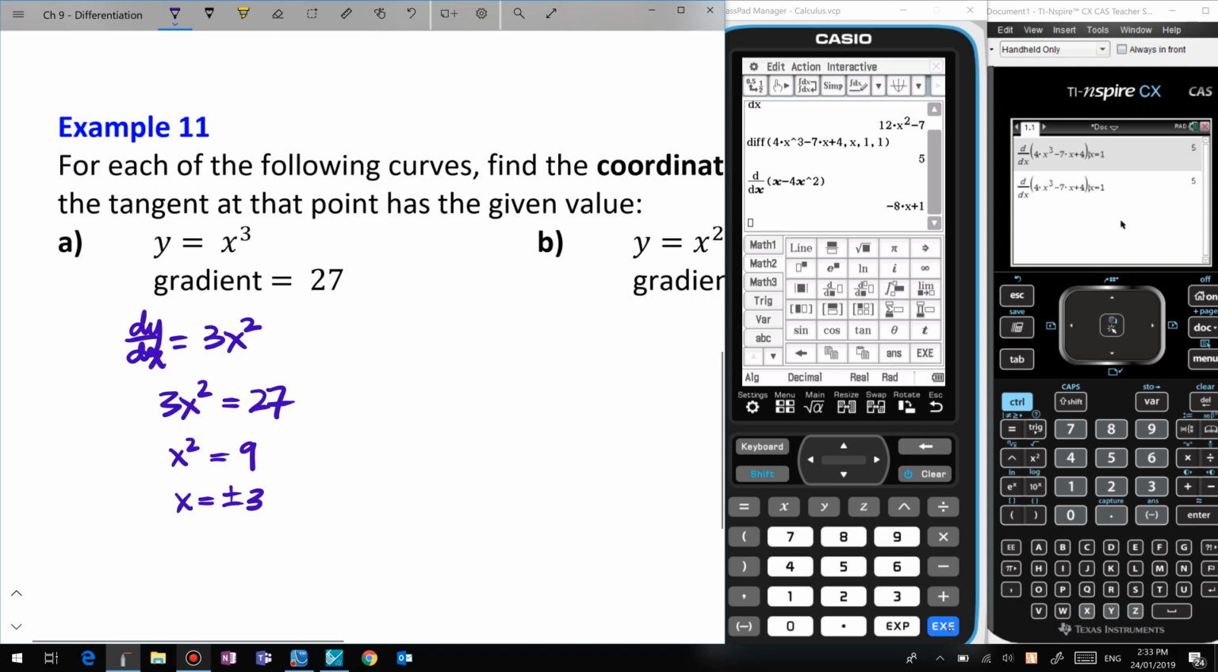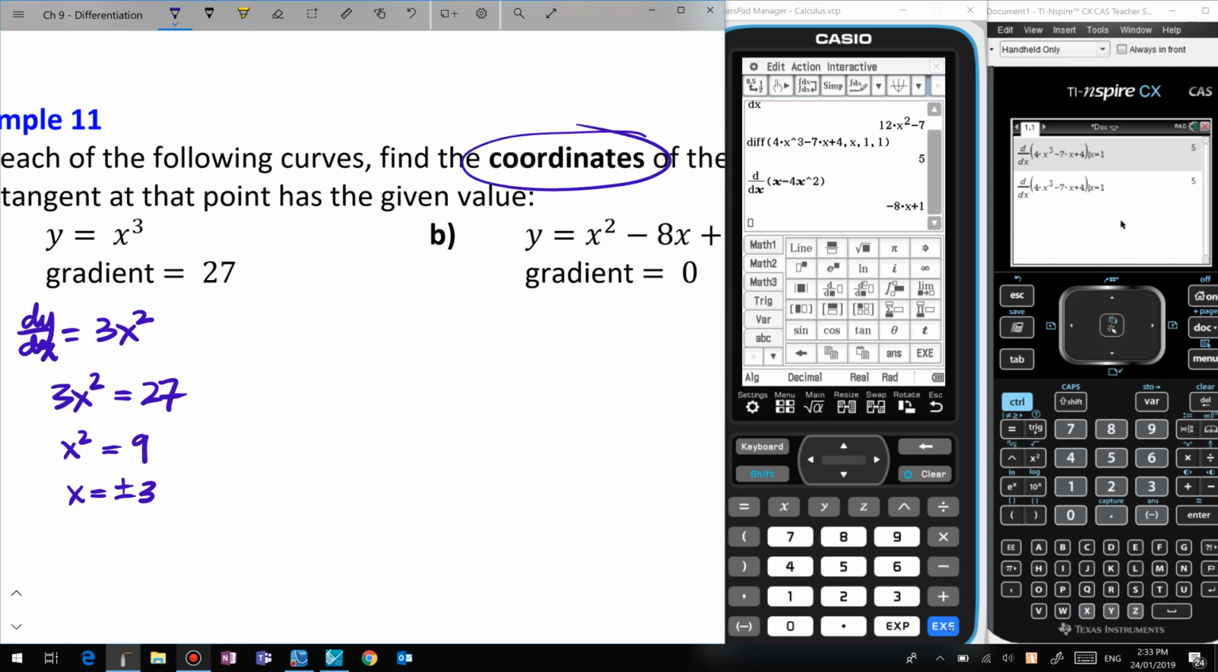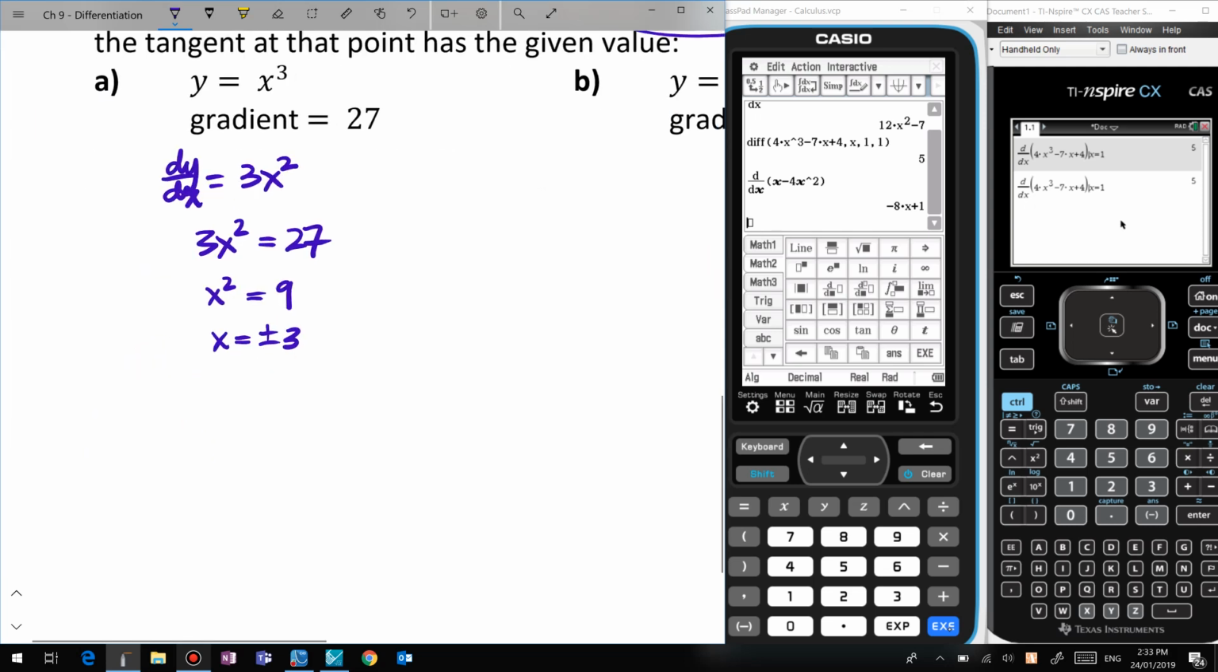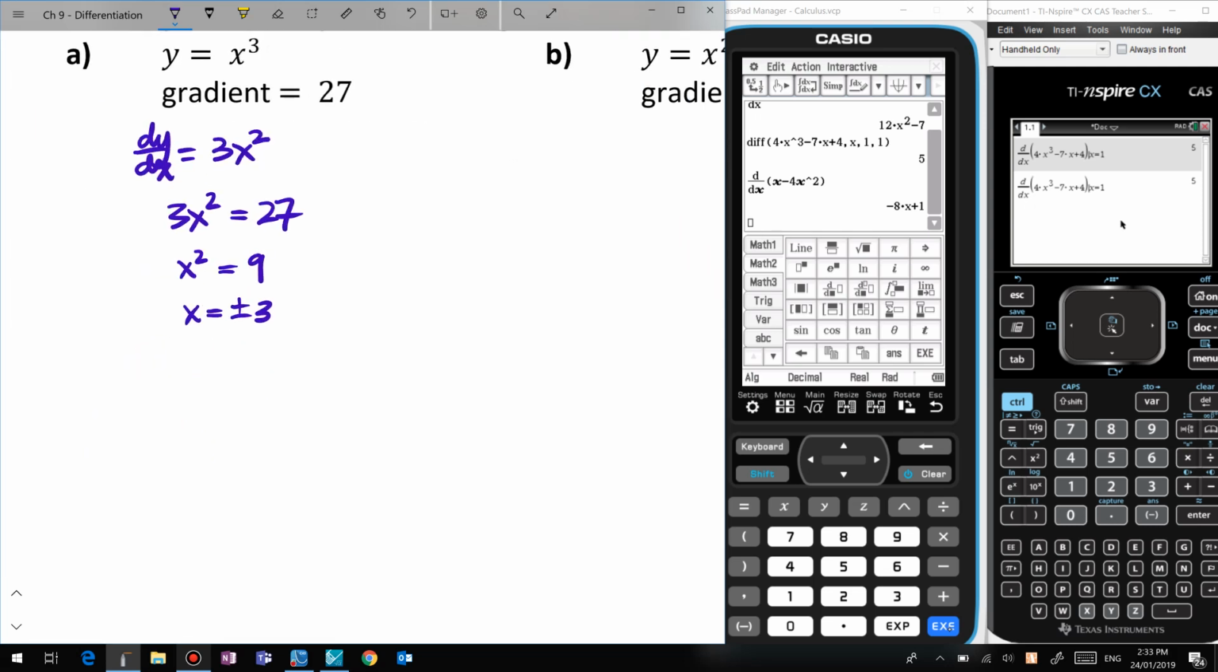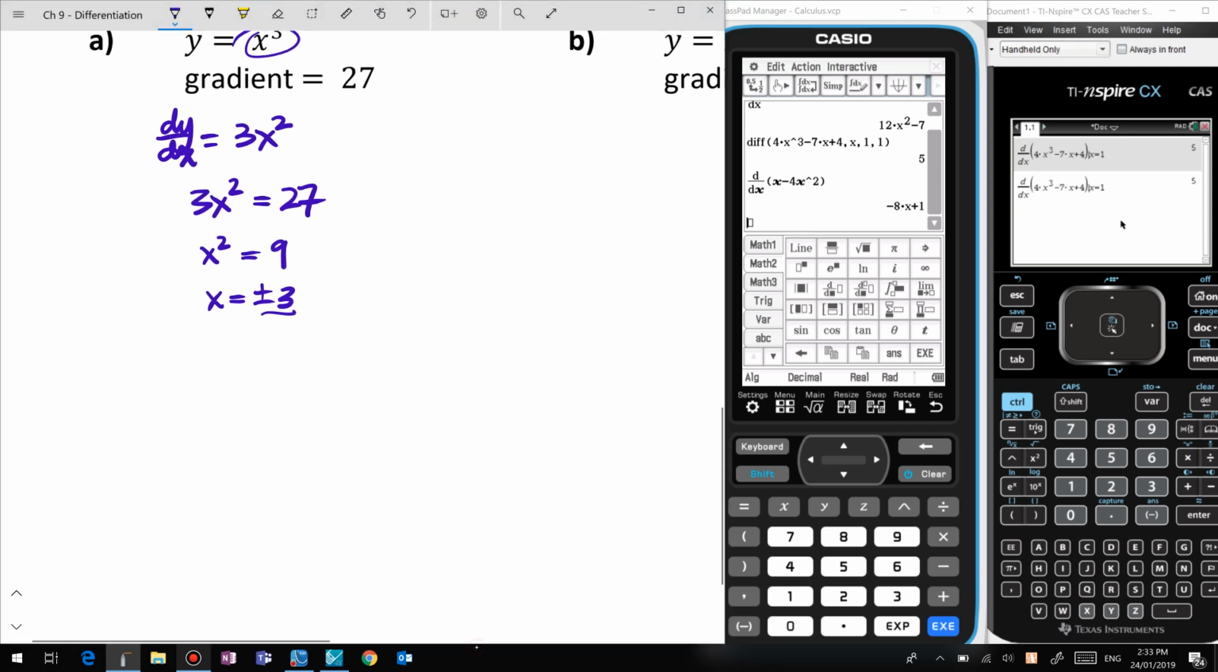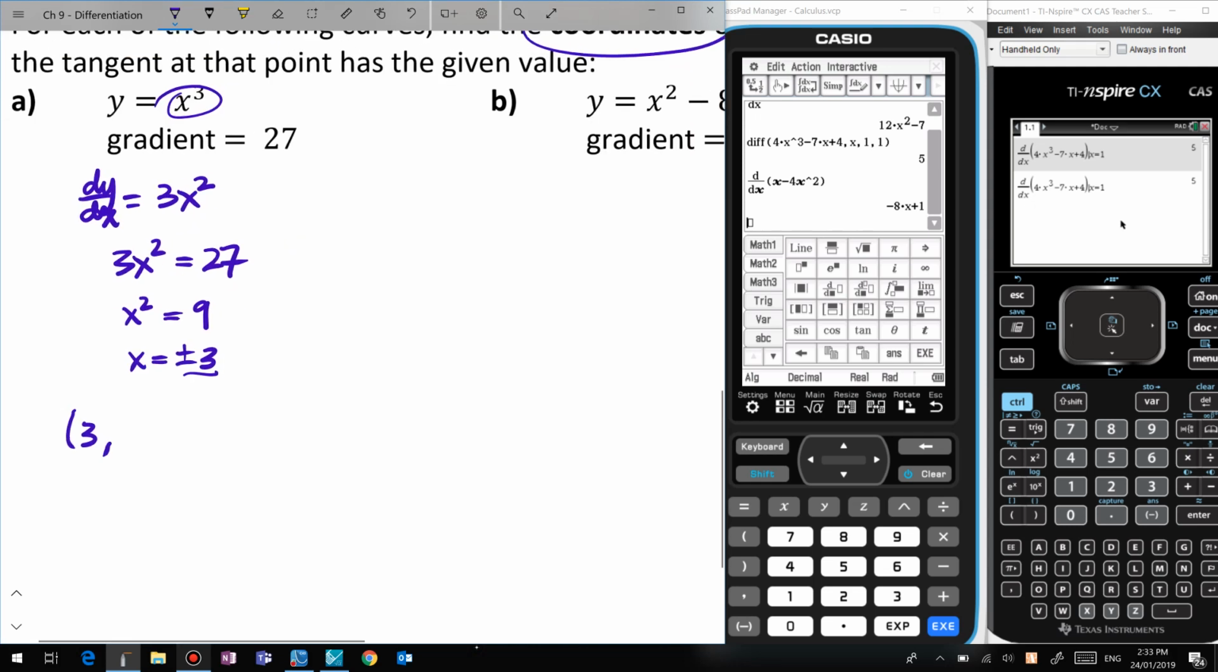Now, find the coordinates, so we've got to find the y values as well. So to get the y value, we substitute the x value into the original function. Don't sub it into the derivative function because you're just going to get 27. So we've got the point 3. When we sub 3 into the original function, we get 27. And then we've got the point negative 3. When we sub that into the original function, we get negative 27. So they're the 2 points on that curve where we have a gradient of 27.